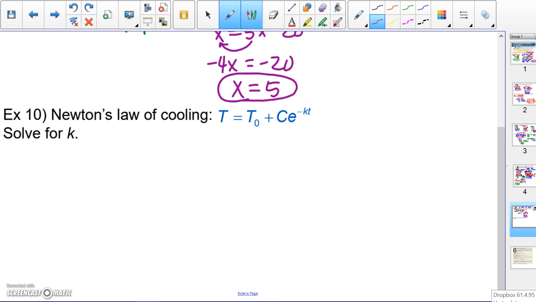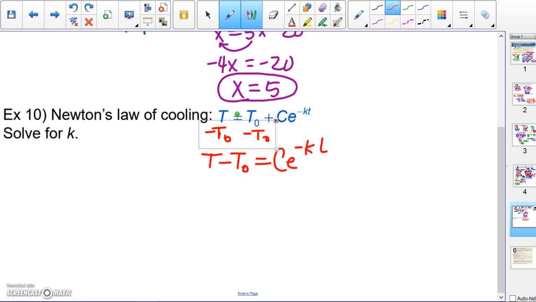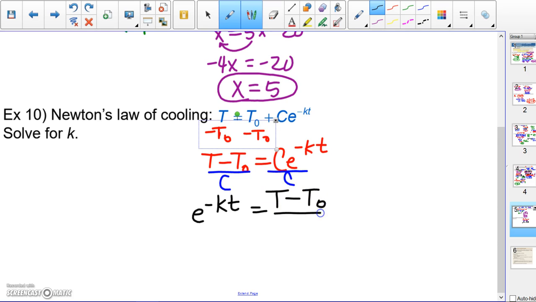Example 10. Newton's law of cooling is given right there. It says solve for k. So we just want to isolate some variables. Let's subtract t0. Any of this you can do in your head would be awesome. So t minus t0 is equal to c times e to the negative kt. Divide by c. I'm going to switch it around here. e to the negative kt equals t minus t0 over c.